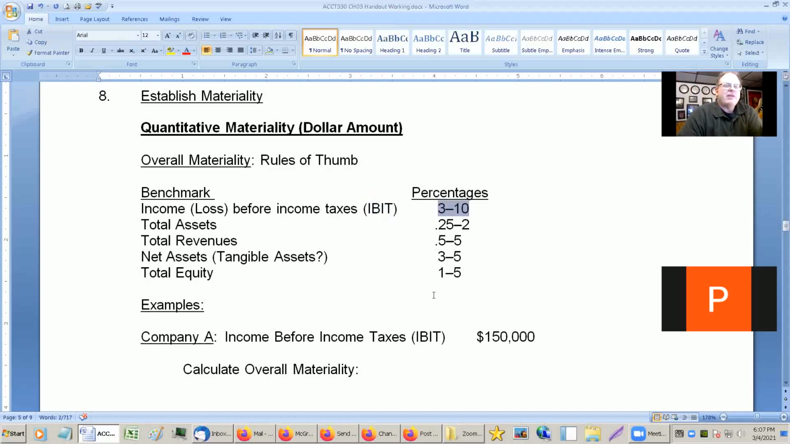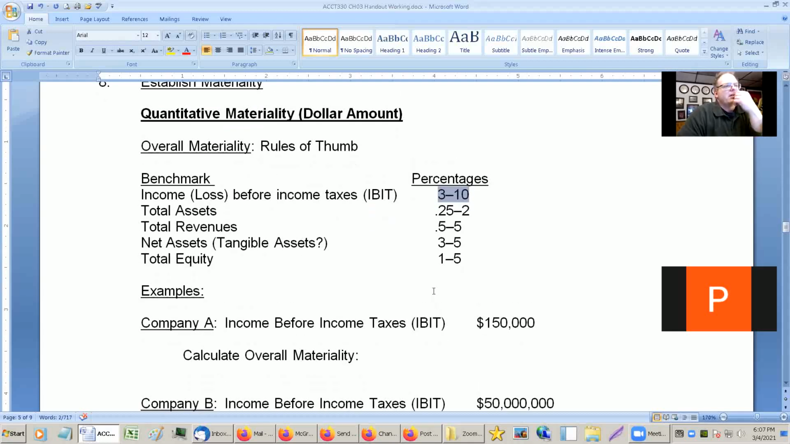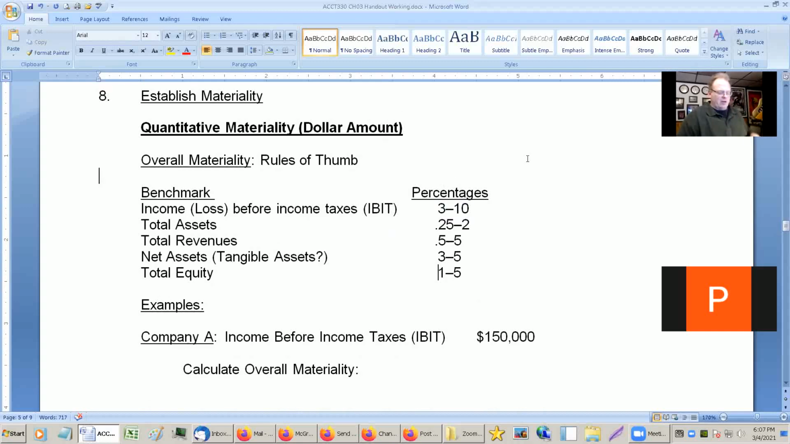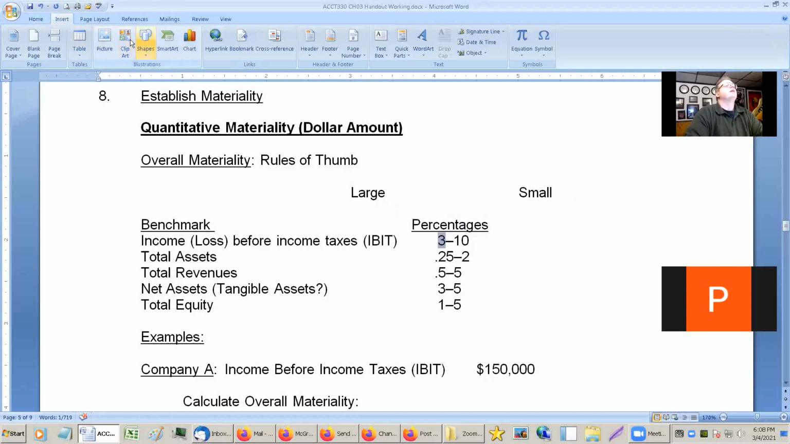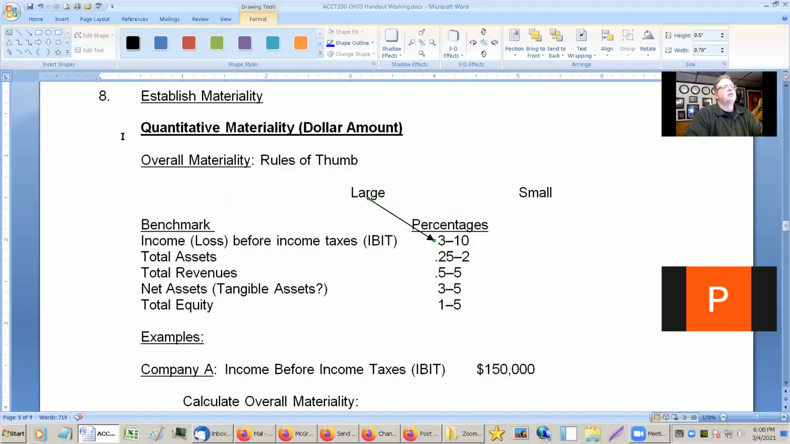Now, I don't think I've told you guys this before. The way this kind of works is that you have larger companies and smaller companies, or clients, I probably should say. And so if you look at these percentages, you say, well, that's kind of a wide range. 3% to 10%. 10% is more than 3 times the size of 3, right? So which one do you use? Well, it actually depends on the size of the company. Generally, the larger companies, you'll use a smaller percentage. I'll tell you why in a second. And the smaller companies, you use a larger percentage.